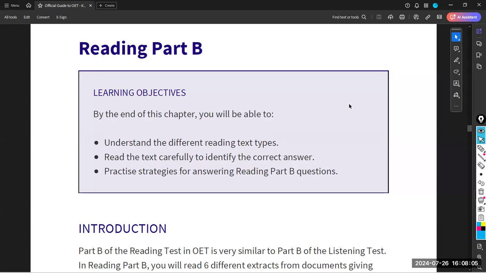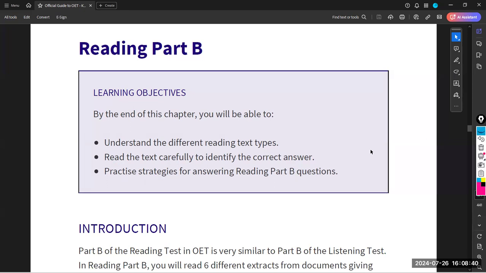So today we are going to discuss part B. It's not that hard. We can finish talking about part B, and we have to practice in only one session. First of all, we have to discuss these strategies. We have to understand the different reading text types in part B, and read the text carefully to identify the correct answer. And finally, we have to practice strategies to be ready for the final exam.